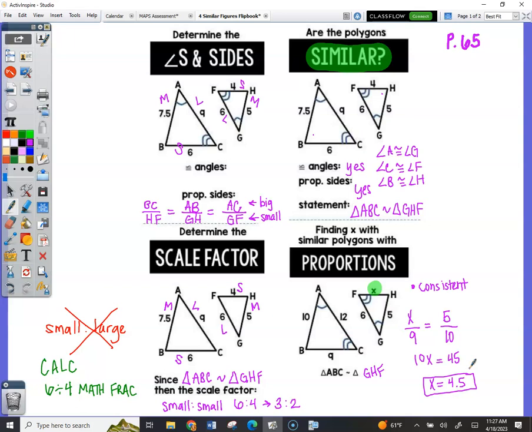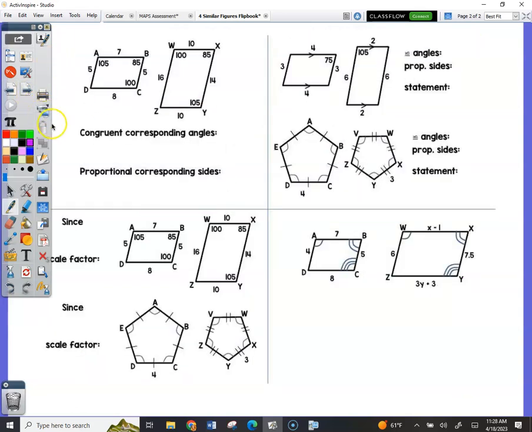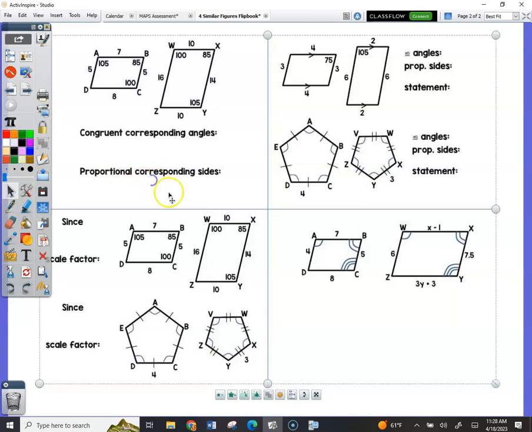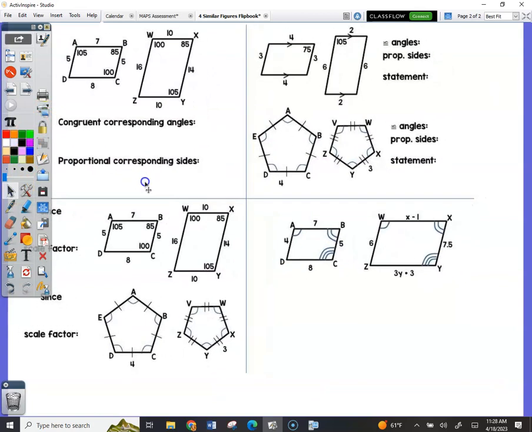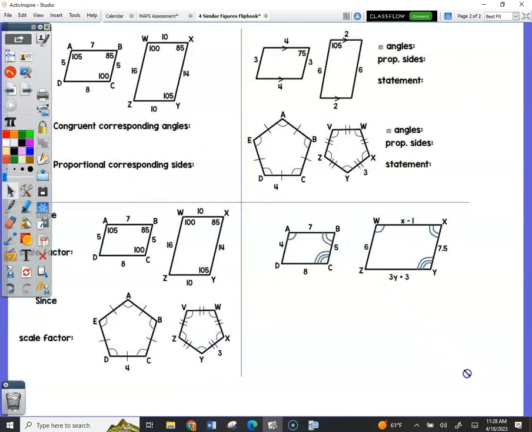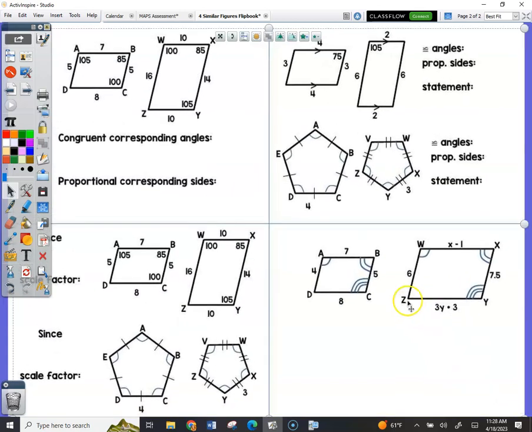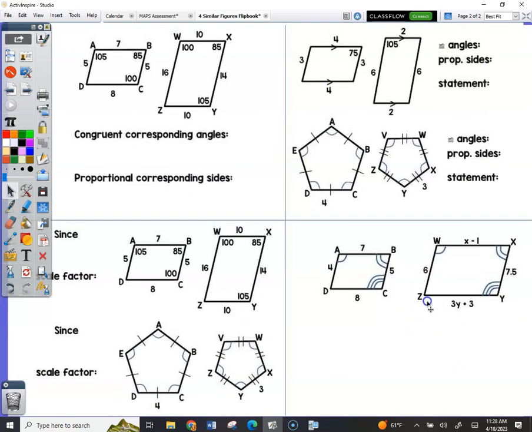Okay, now I need you to open up your flipbook and we're going to look at each type of, I guess you could say, question or approach. So if you open it up, there's a lot going on. Let me see if I can make this actually bigger. A little bit, not bad. I'll just go with that.